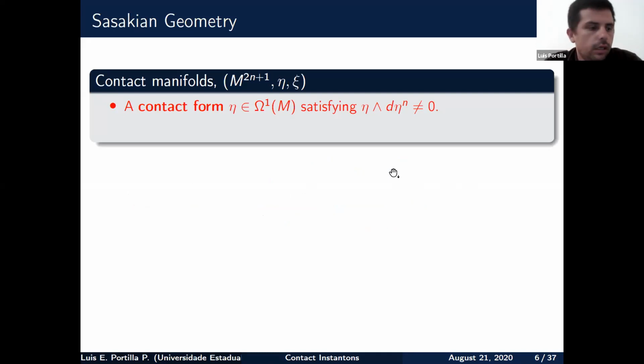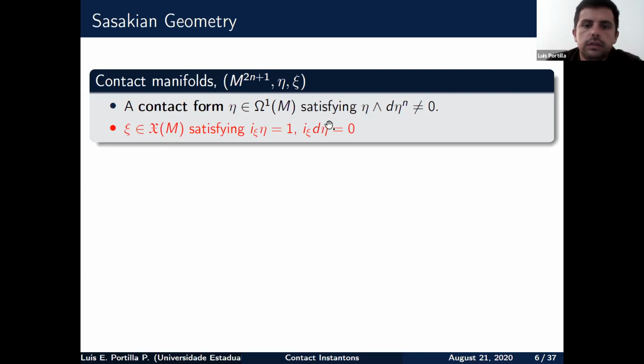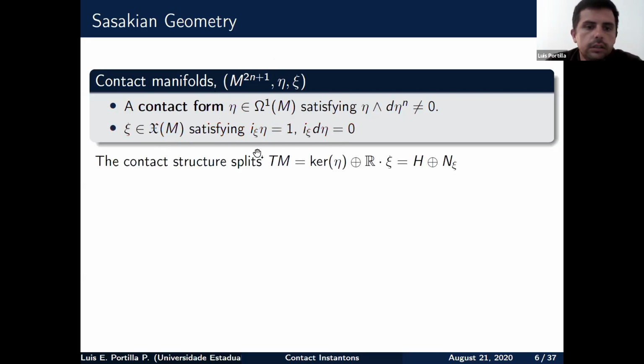A contact manifold, which is what I am interested in here, is a manifold of dimension 2n plus 1. A contact structure is the existence of a nowhere vanishing contact form eta satisfying this condition. Also, we have a Reeb vector field satisfying this condition. The point is, when we have a contact structure, we have a splitting of the tangent bundle into a distribution called the contact distribution, which is a rank 2n distribution, and a trivial line bundle.